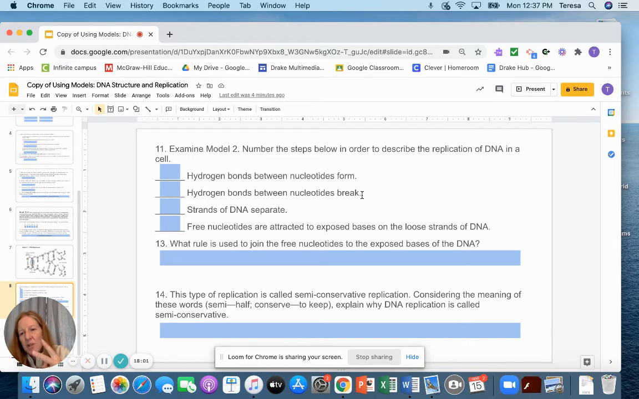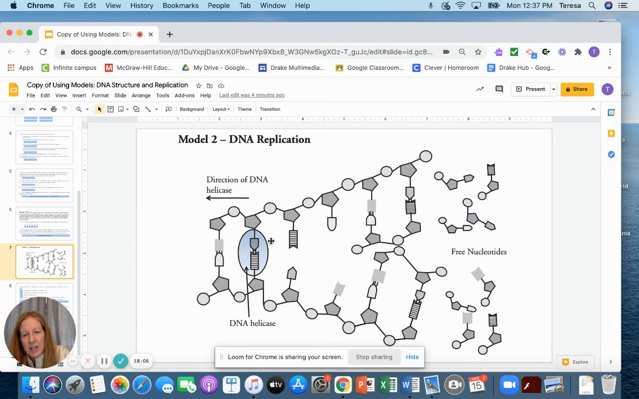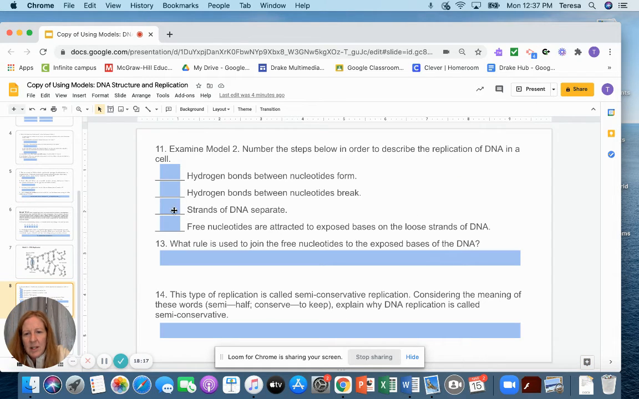Okay, step number 2, once they break, you're seeing that one strand is moving towards the top, the other strand is moving towards the bottom, so those 2 DNA strands are separating. Okay, so that's step number 2, the DNA strands separate.